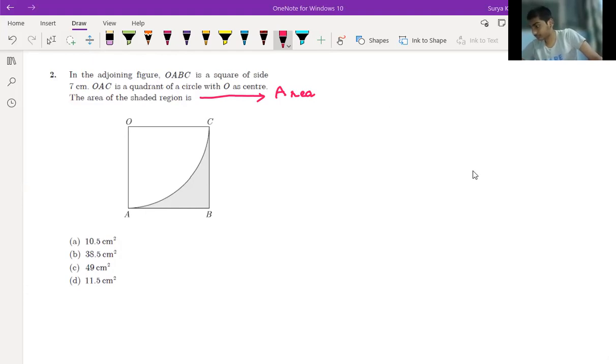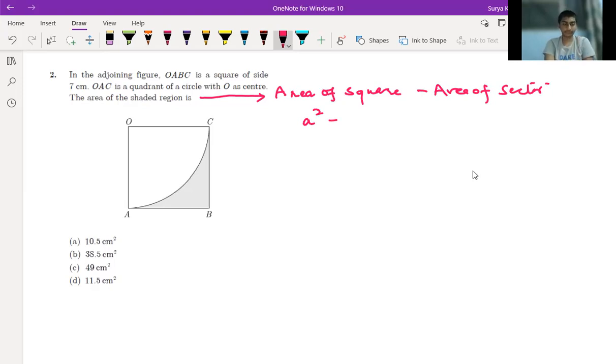So Praharshan, what you should do? Area of square minus area of sector. Area of square minus area of sector. So the area of a square is side square, that is 7 square. That's 10.5. Which one, Praharshan? 0.5. 10.5. Yes, sir, I also got some.